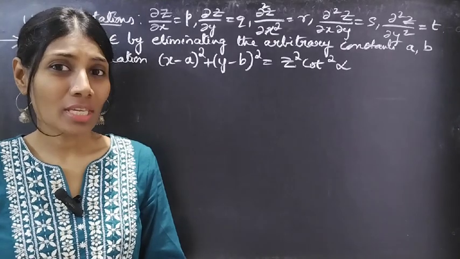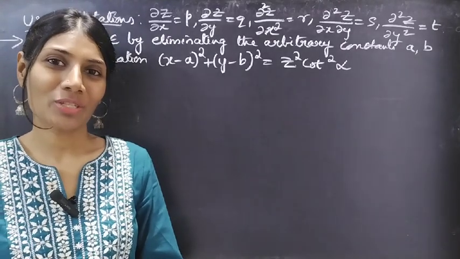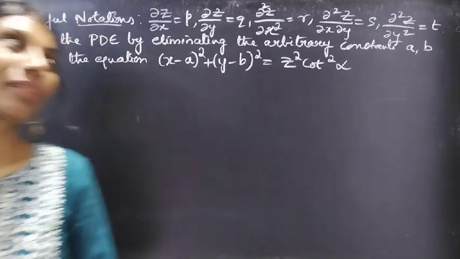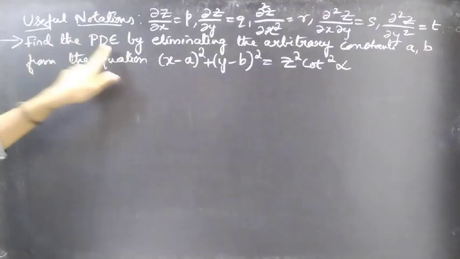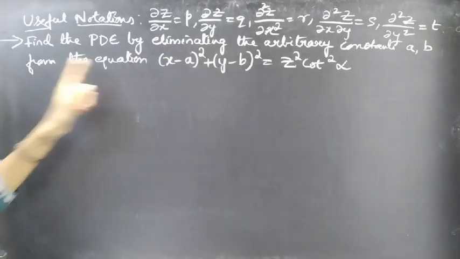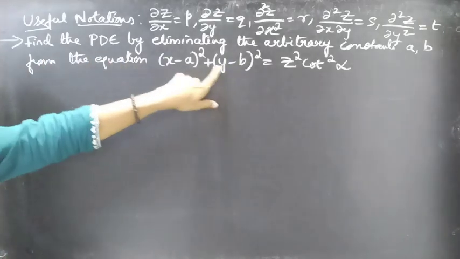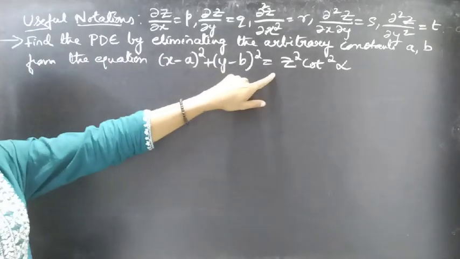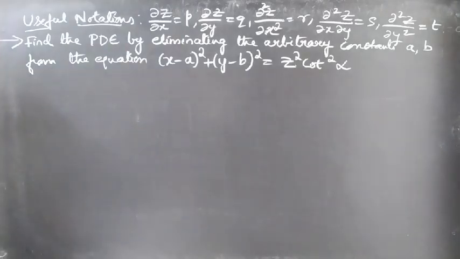In this video, we are going to see a problem from partial differential equations. So let's get going. Problem: find the partial differential equation by eliminating the arbitrary constants a, b from the equation (x minus a) whole square plus (y minus b) whole square equal to z square cot square alpha.